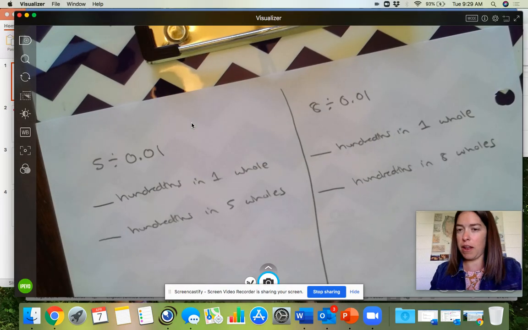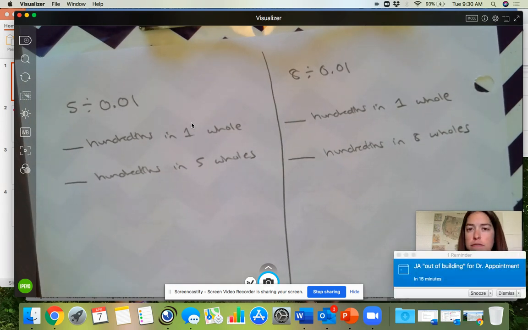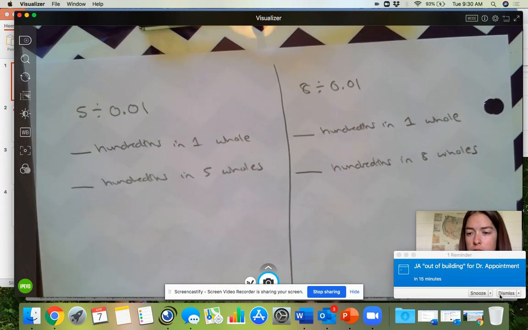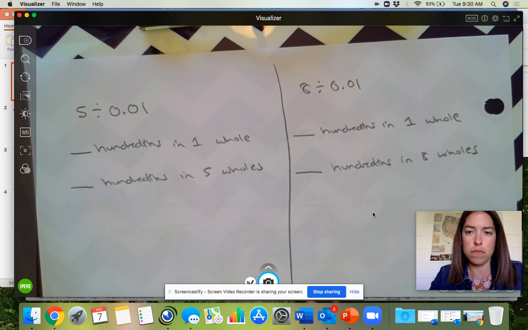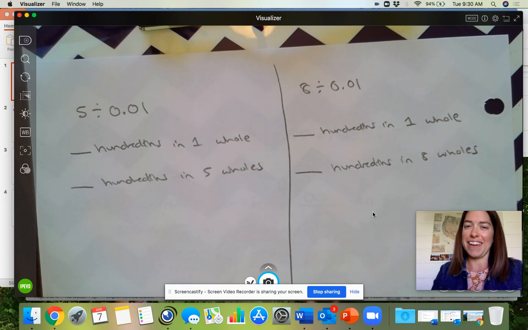All right, if you want to see how I set mine up on my scrap paper, this is what it looks like. Go ahead and take 1 more minute. Okay, let's check in and see what we got.